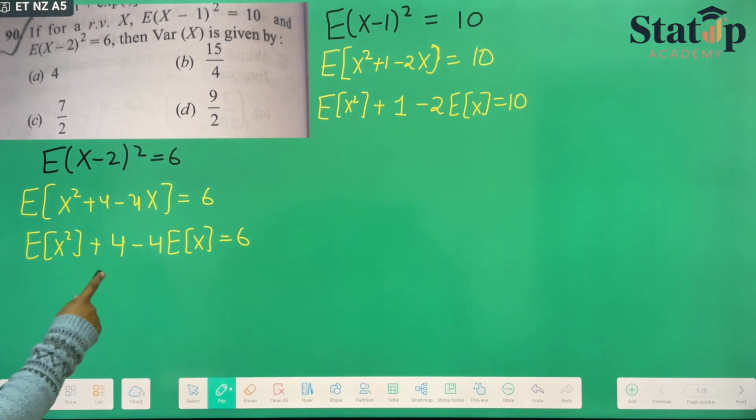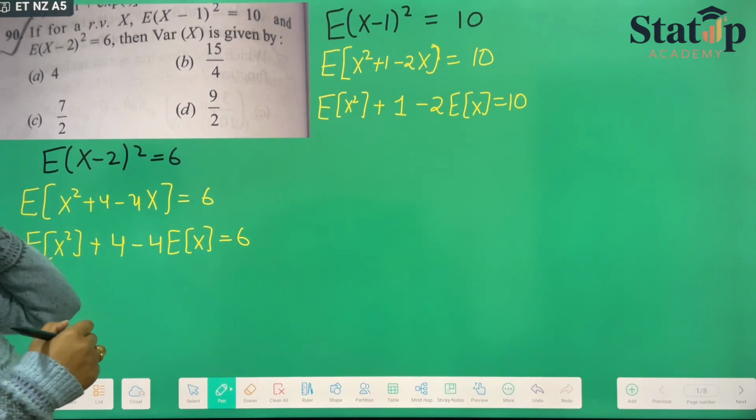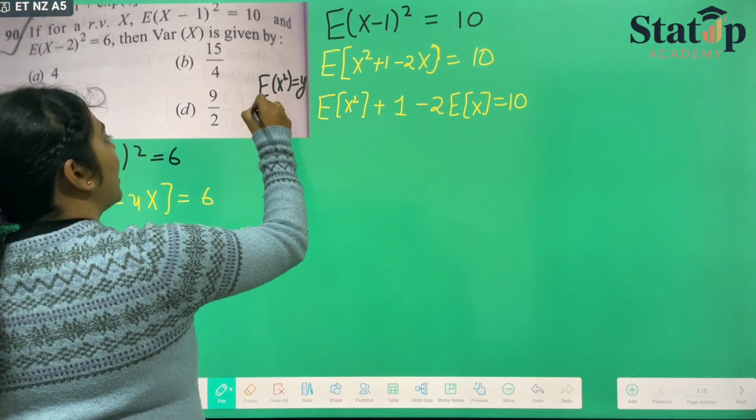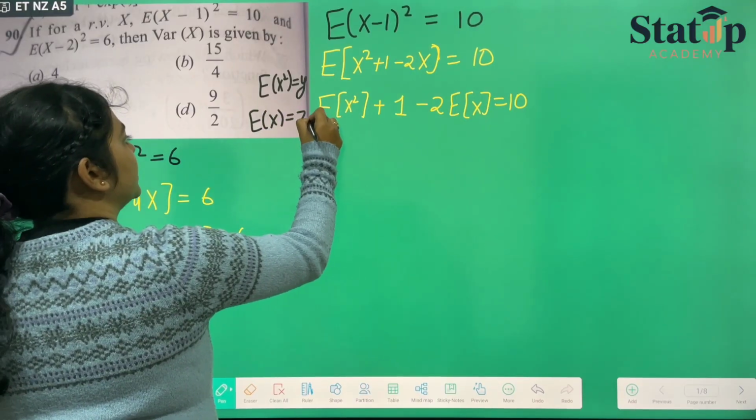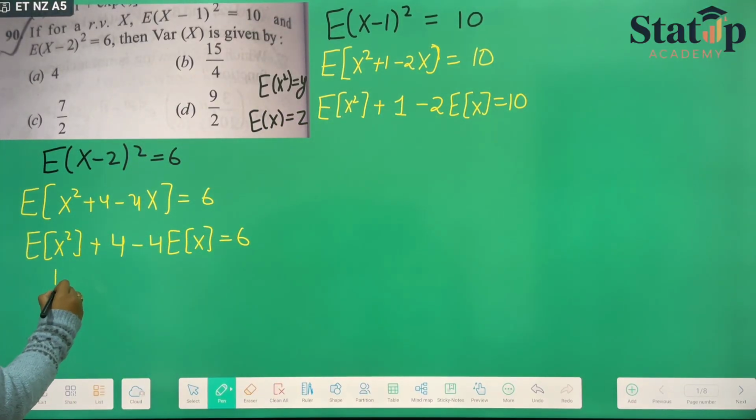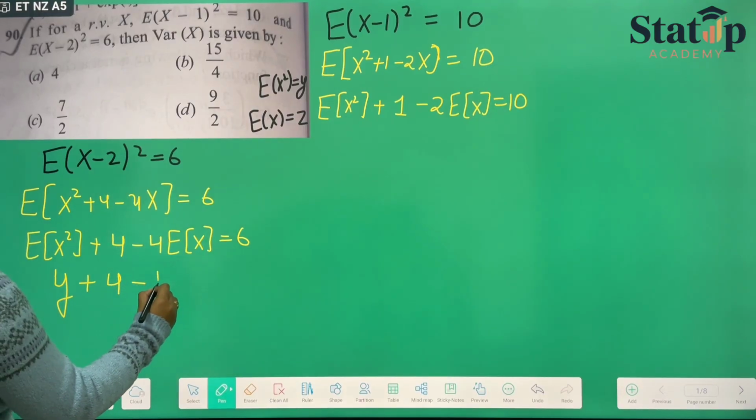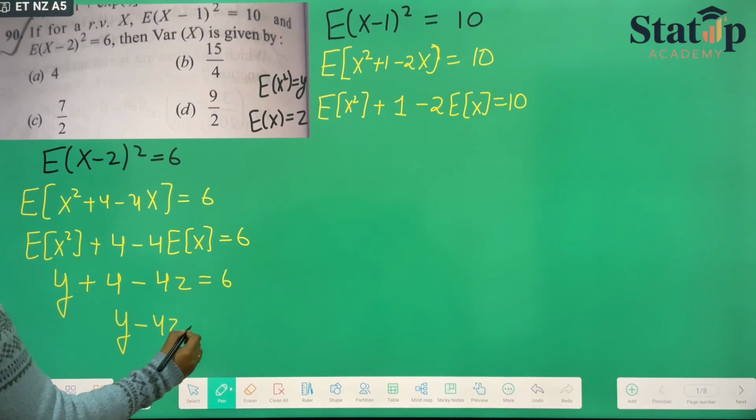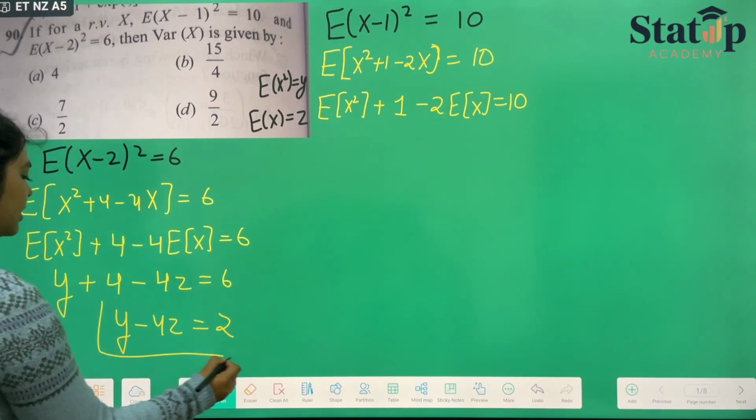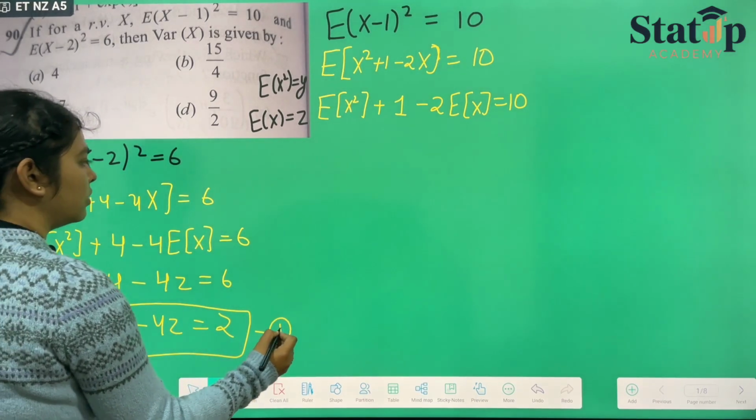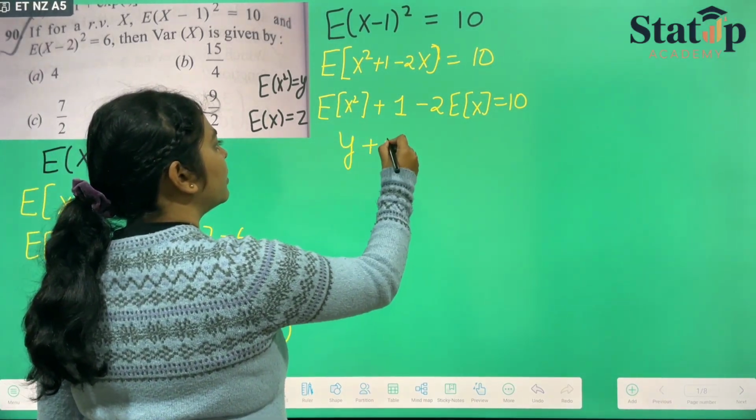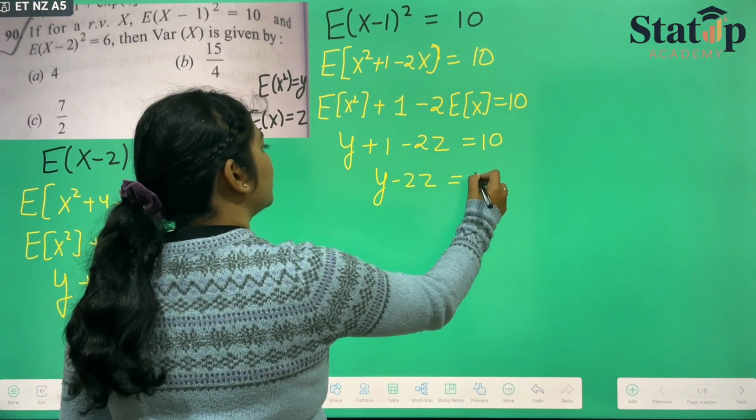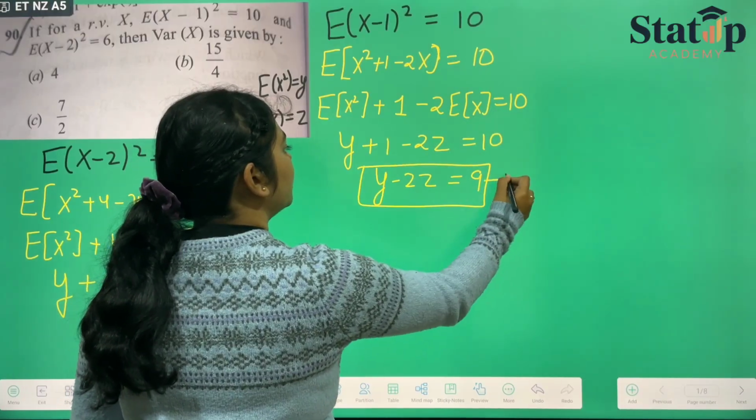Now since both the terms are coming in expectation, let us consider expectation of x square is equal to y and expectation of x is equal to z. So putting that, y plus 4 minus 4z is equal to 6, and we can also keep it as y minus 4z comes out to be 2. Let us keep this as equation number 1. And here if we put y plus 1 minus 2z is equal to 10, y minus 2z is equal to 9, which forms our equation number 2.